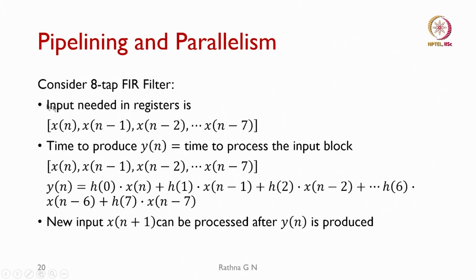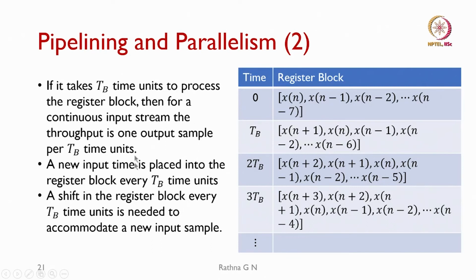So the inputs needed in registers, as we know, should be x of n to x of n minus 7, continuously available for us. And then when we are going to get the output, we call it the time to produce y of n, or the time to process the input block. So we say that this is my input and y of n is given by this equation. The new input x of n plus 1 can be processed after y of n is produced; that is, y of n plus 1 will be with respect to the x of n plus 1 input that is coming. So, how is this shown in this?